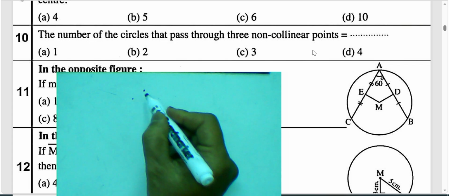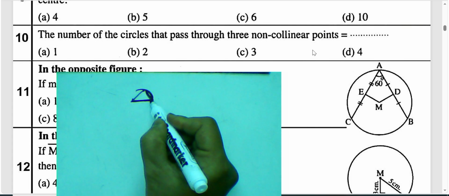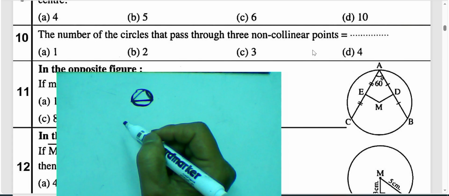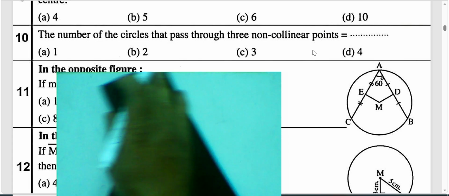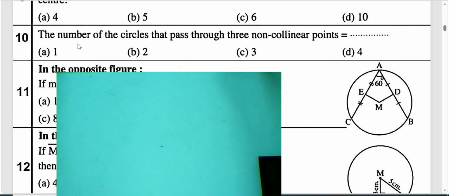points. Like this. I solved this example in 1 minute. We have one circle passing through 3 non-collinear points. Then the answer here will be letter A.